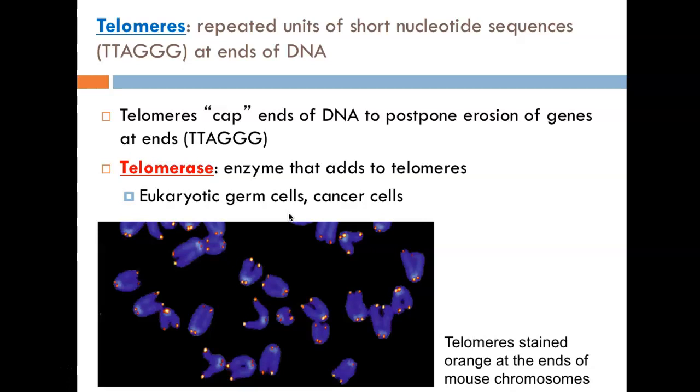But what has been found is that in cancer cells, telomerase is very active and is making sure that those cells never undergo apoptosis. That's not good. That's no good.